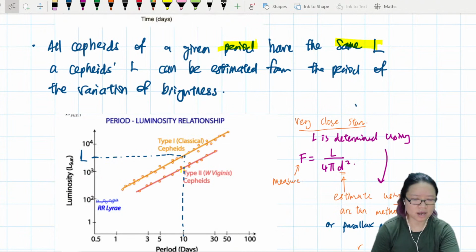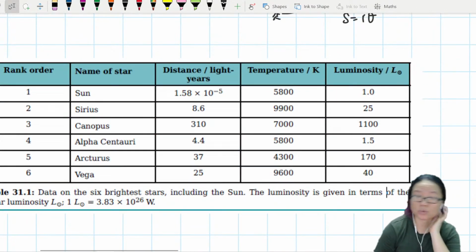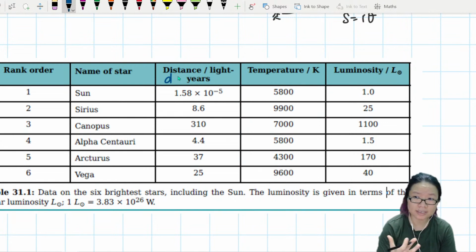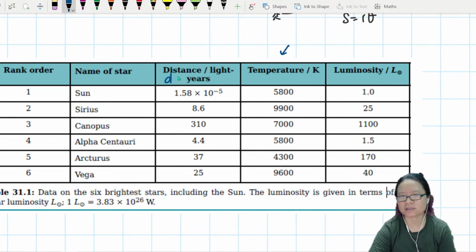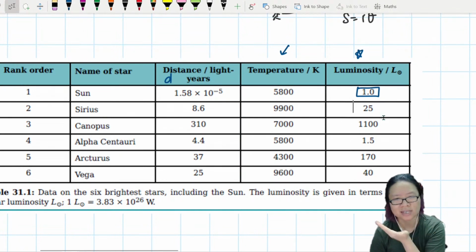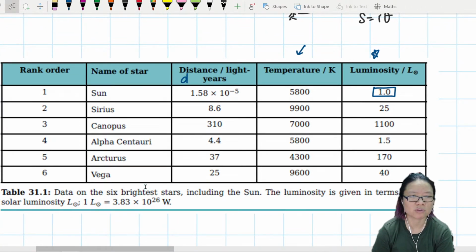All right, so here are some examples of known standard candles. These are the stars that we sort of know about. Obviously, our sun is the closest. This is the distance d in terms of light years. So light years is not part of your syllabus anymore. It is in the IGCSE syllabus. We know the temperature. We'll talk about this later. And the one I want you to focus on is this luminosity. So if I take sun as a level of 1, Sirius is 25 times brighter than the sun, and Canopus is 1,100 times brighter than the sun. Alpha Centauri is 1.5 times brighter than the sun. So all this is measured. These are the 6 brightest stars. Okay, and solar luminosity, if they want you to use, they will give it to you here like this.